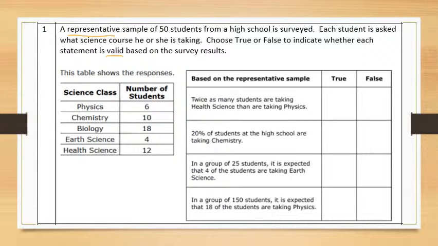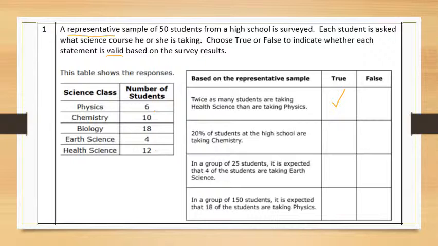So looking first here, based on the representative sample, twice as many students are taking health science than are taking physics. Well, looking at health science, I can see 12 people are taking health science, 6 people are taking physics. So twice as many are taking health science than are taking physics. That looks accurate to me because I'd have to multiply physics by 2 to make health science. So this is true.